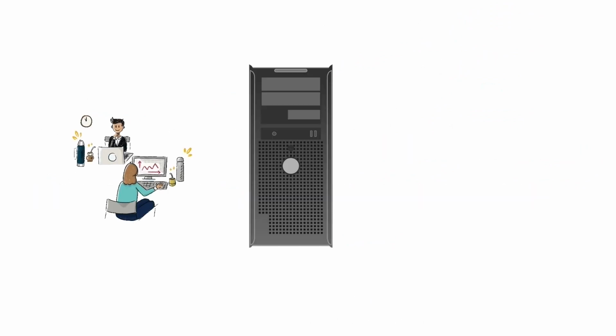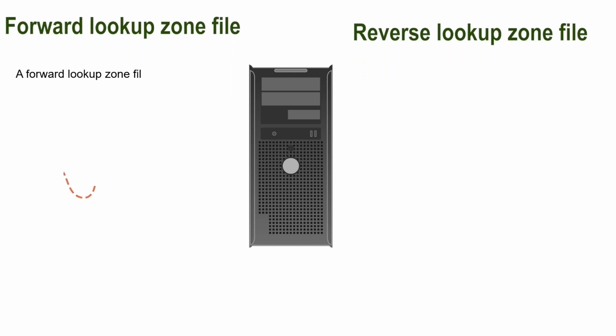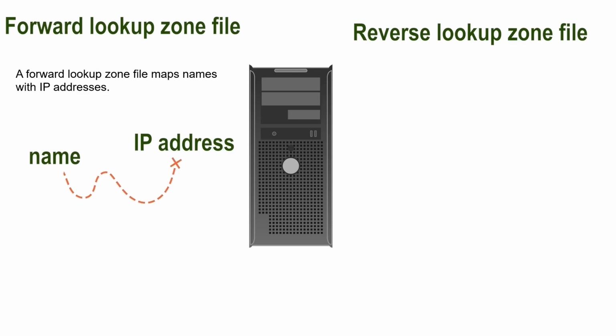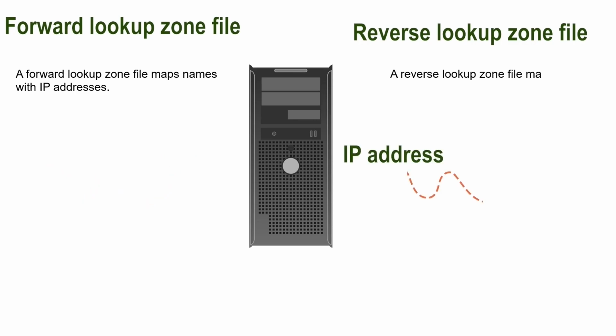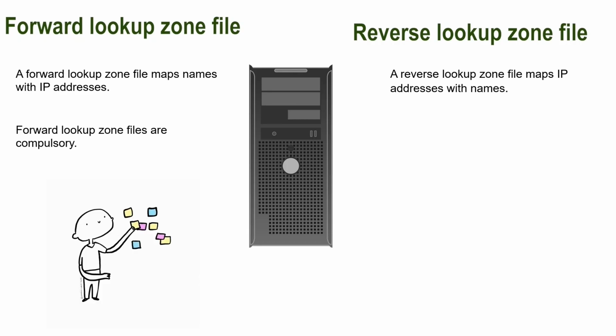Authoritative name servers use zone files for translation. There are two types of zone files: forward lookup zone file and reverse lookup zone file. A forward lookup zone file maps names with IP addresses. A reverse lookup zone file maps IP addresses with names. Forward lookup zone files are compulsory. You need to create a forward lookup zone file for every domain. In that file, you need to add records for all resources whose names you want to translate.